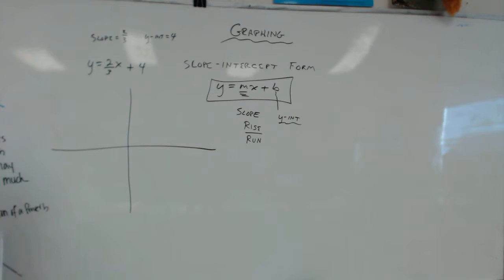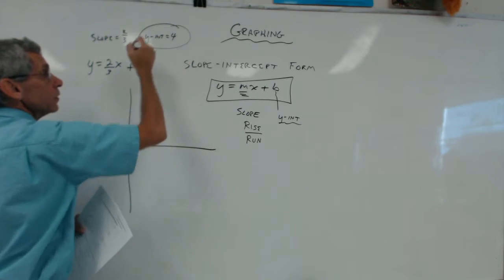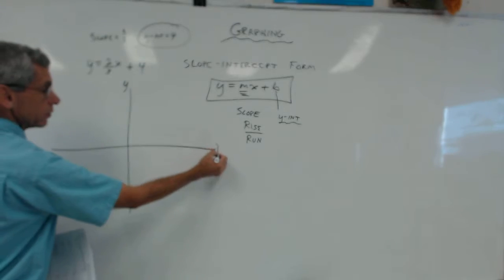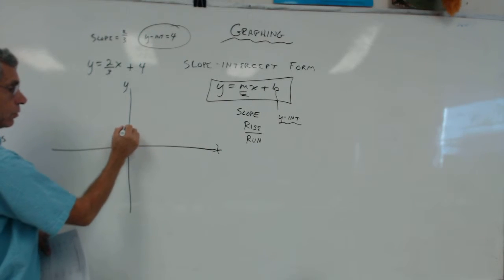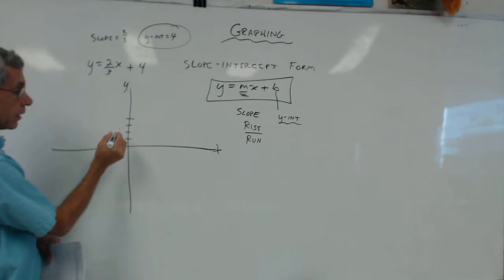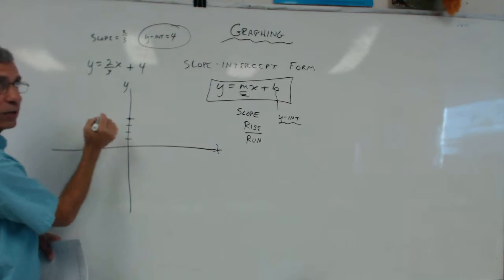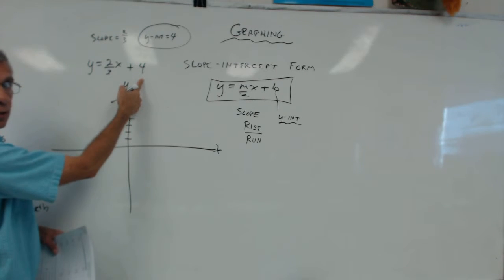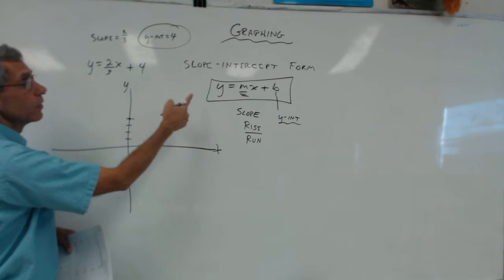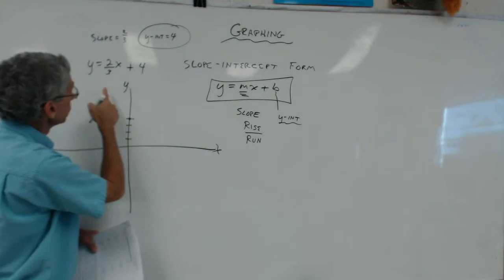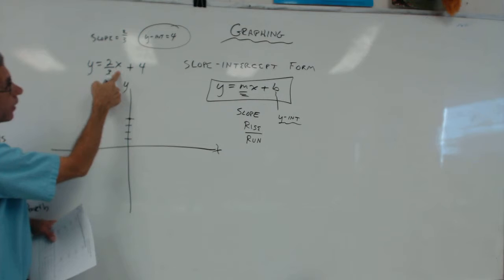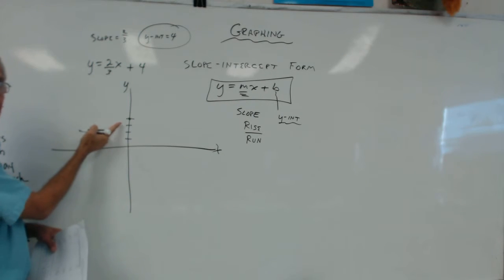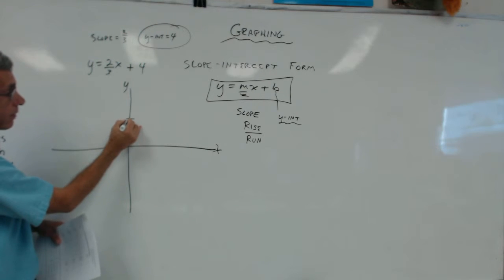Everybody's with me? So the first thing I do is this. I go up to 4 on my y-axis. This is my y, this is my x. So I go up 1, 2, 3, 4, and I put a dot right there. I know this line hits the y-axis at 4 because this is written in slope-intercept form. Y equals mx plus b. That's the m, x plus, that's the b. So I know it hits the y-axis at 4, so I plot that immediately.